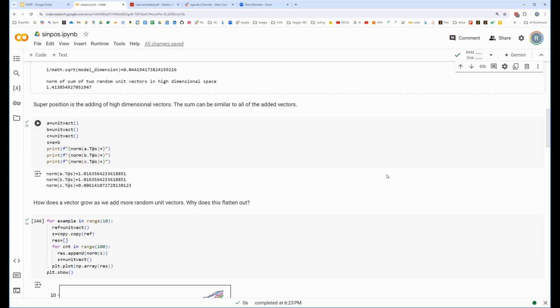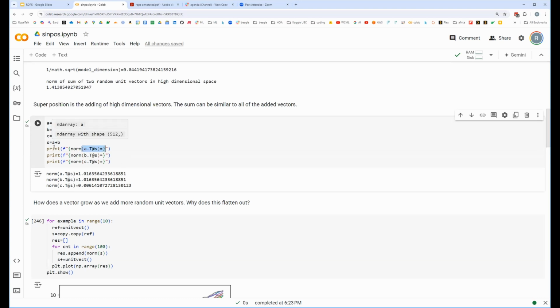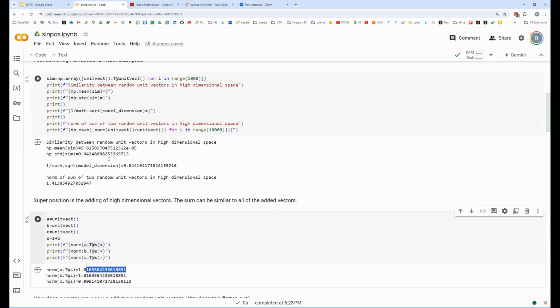But in this context, I just took high dimensional vectors, added them together, and then I can use the dot product to ask: is A in that sum, is B in that sum, and is C in that sum? And you get the answer that the dot product of that sum with A is one-ish, with B is one-ish, and with C is close to zero. So you can see there's a little bit of noise getting added in, but it's close. And that 0.016, I wonder how that compares to.